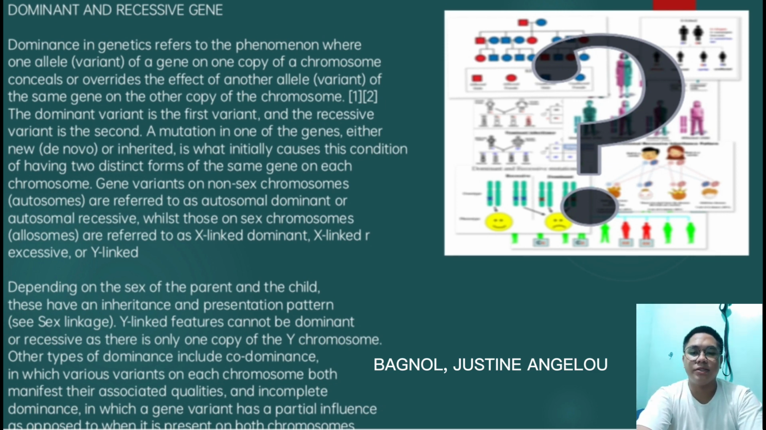Other types of dominance include codominance, in which various variants on each chromosome both manifest their associated qualities, and incomplete dominance, in which a gene variant has a weaker influence as opposed to when it is present on both chromosomes.